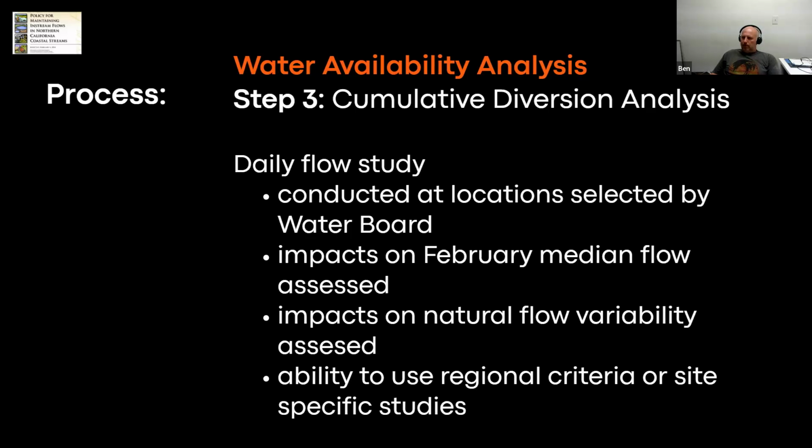flow variability. And at this point, you can choose either to use regional criteria, where these minimum bypass flows and other characteristics are defined based on an algorithm essentially that was developed, or if you have site-specific studies performed at your project point of diversion or at other points of interest downstream, you can also use those for establishing the flow criteria that needs to be met.